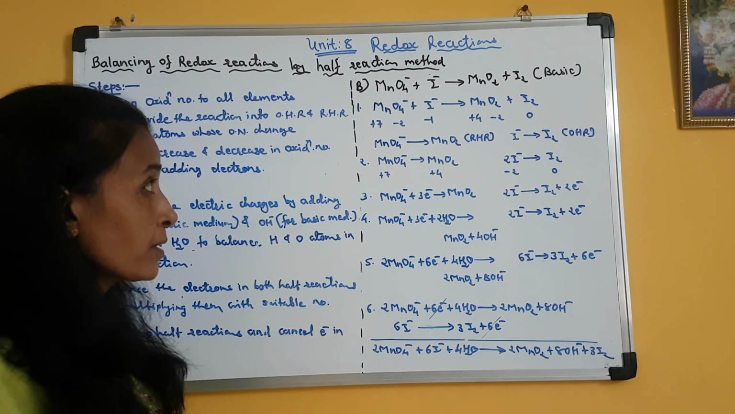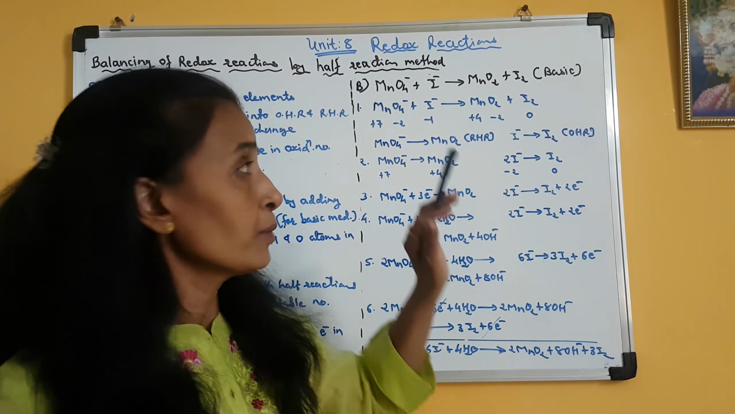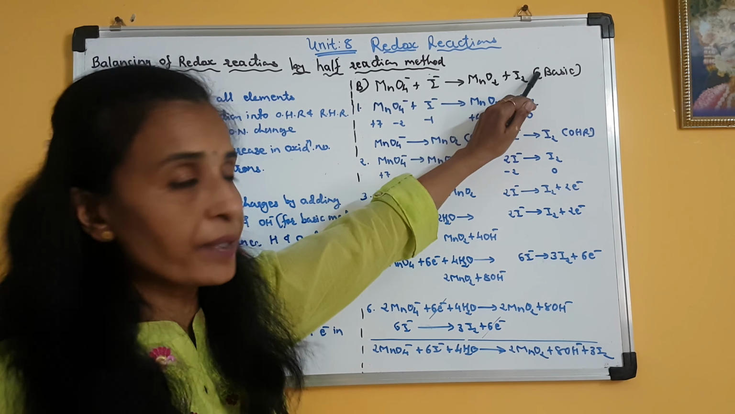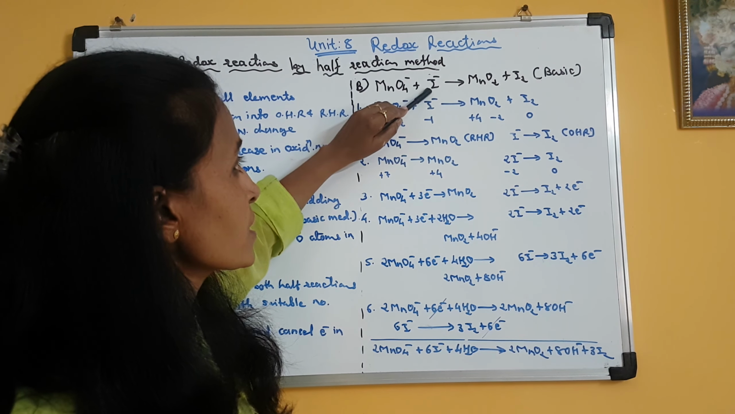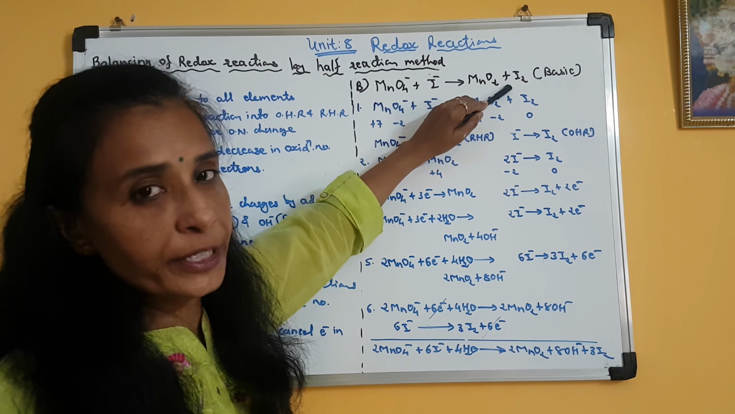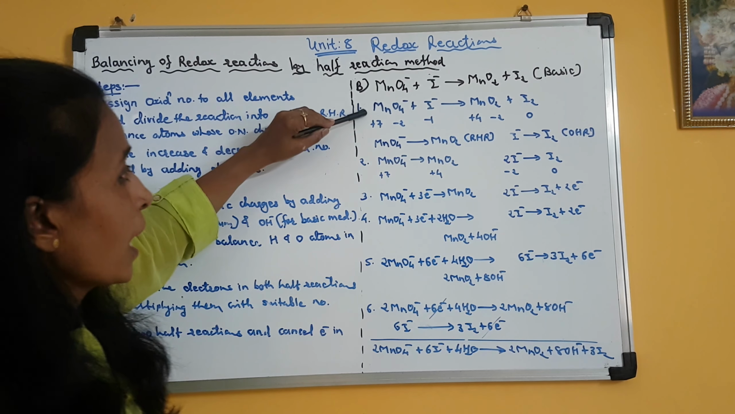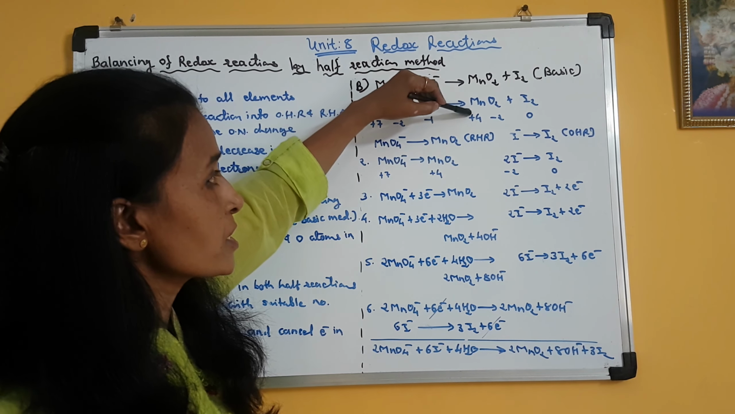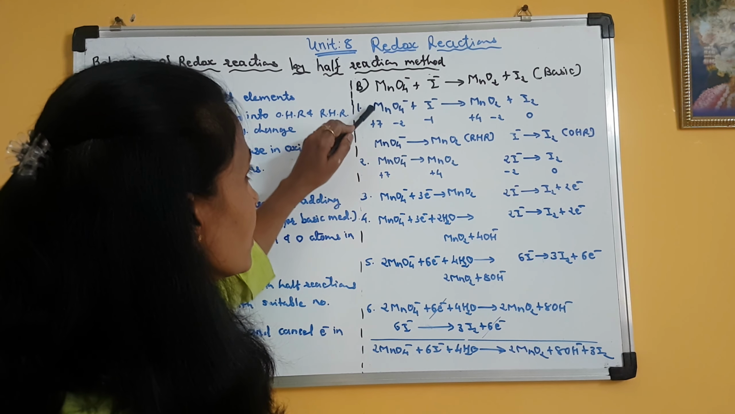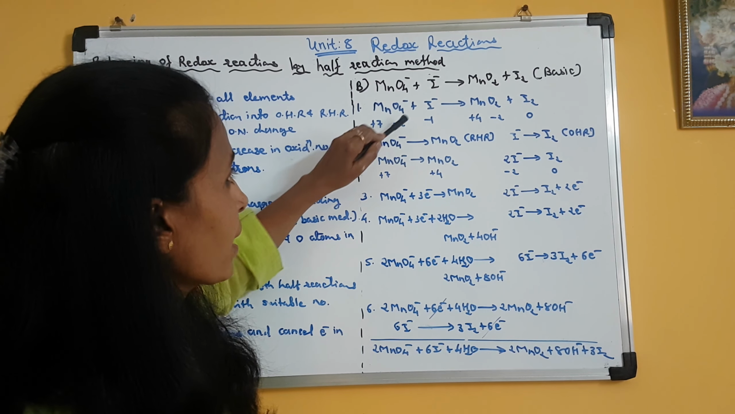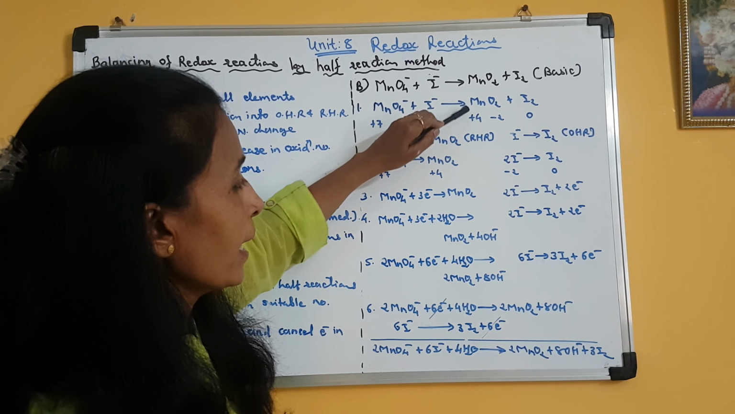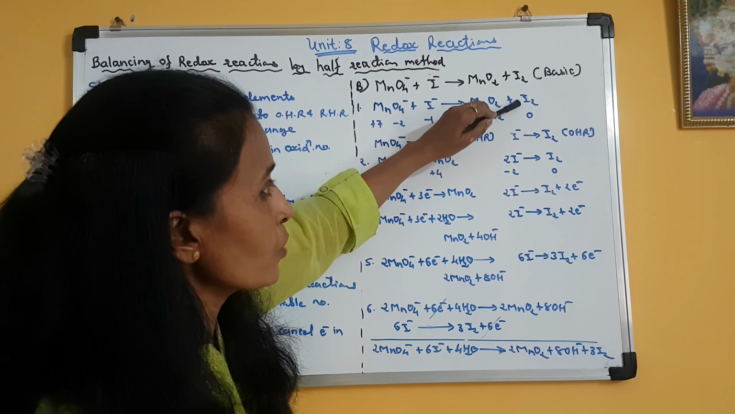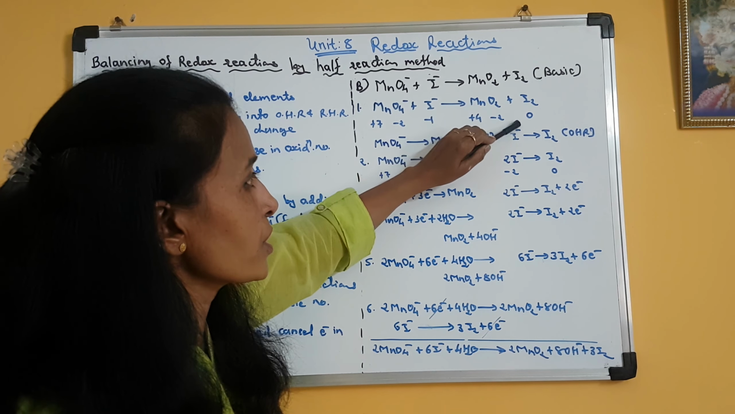Okay, now let us take one more example in which the reaction occurs in basic medium. MnO4 minus plus I minus gives MnO2 plus I2. The first step, I have assigned the oxidation state to all the elements. Clear? So Mn is plus 7, oxygen minus 2, iodine minus 1. Mn plus 4, oxygen minus 2, and here I2, elemental form, so it is 0.